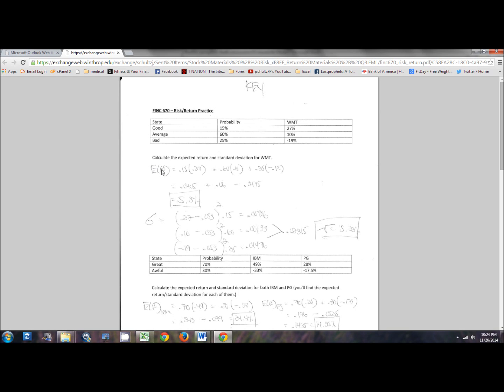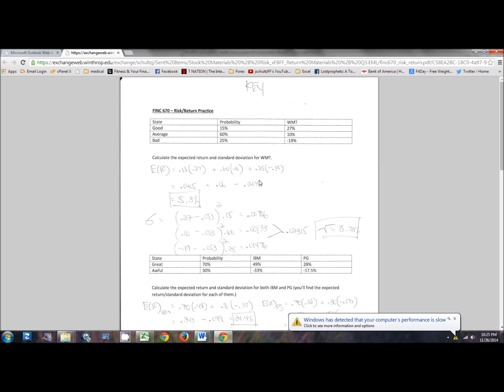Okay, so I'm looking for the expected return. So what is the expected return going to be? It's just going to be a weighted average across the probabilities and the returns. In other words, it's going to be P1 times R1 plus P2 times R2 plus P3 times R3, which is exactly what you see right here, right? There's P1, there's R1, there's P2, there's R2, there's P3, there's R3.